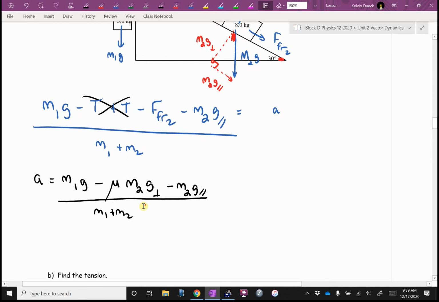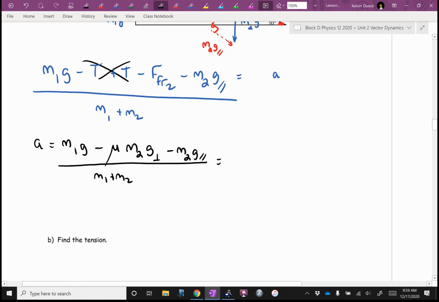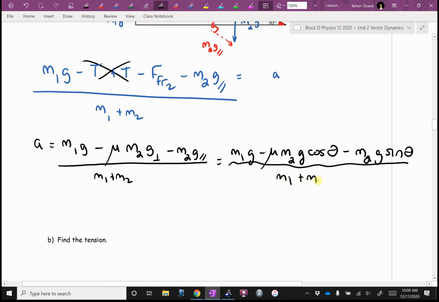I got room? Going to be close. M1G minus mu M2G. What will I write instead of perpendicular? Yeah, of course I will. Minus M2G. What will I write instead of parallel? All over M1 plus M2. Right around now, I would quickly do a double check. I would kind of reread what I've written. Yep, that looks good. Perpendicular is cos, parallel is sine.